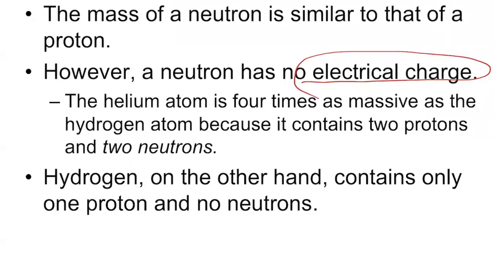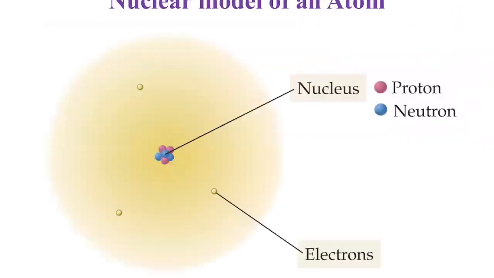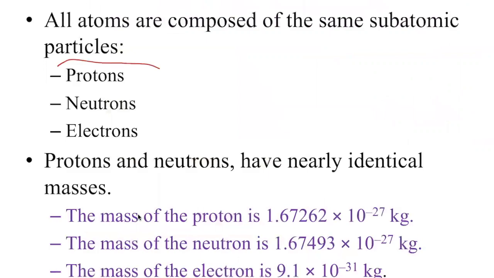So the denser part of the atom is in the nucleus. The nucleus has the protons and your neutrons. They have mass. The proton has a positive charge, the neutron does not have a charge, and the electron has a negative charge. So these are the three parts of an atom.